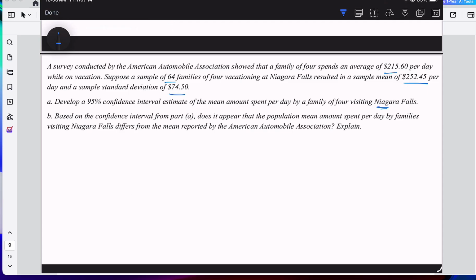We want to develop a 95% confidence interval estimate of the mean amount spent per day by a family of 4 visiting Niagara Falls. So here, our confidence interval is 95%, so our significance level, or alpha, is 5%, and our tail areas will be 0.025. Our sample mean is $252.45, and our sample standard deviation is $74.50.